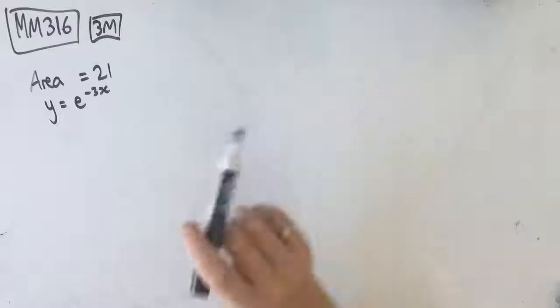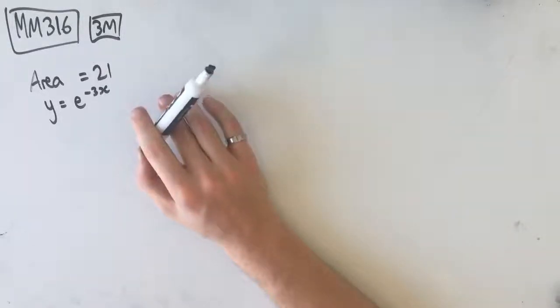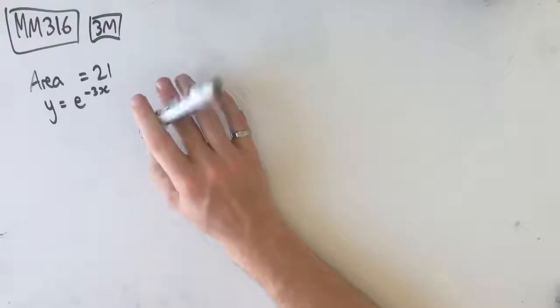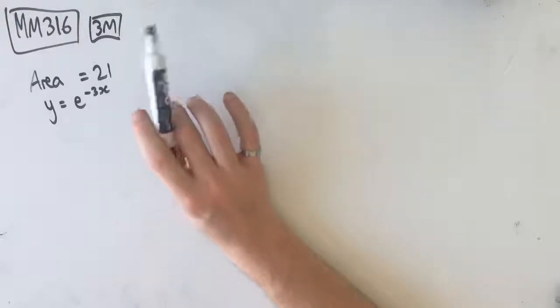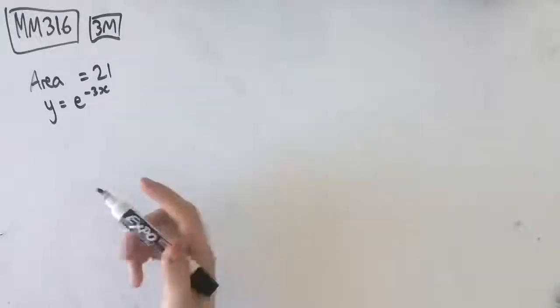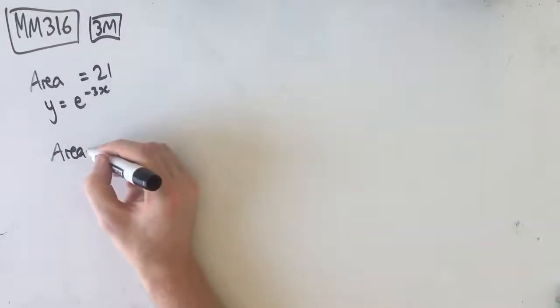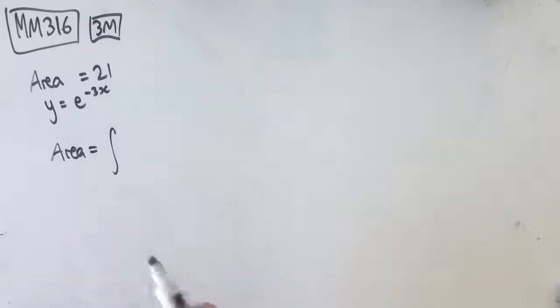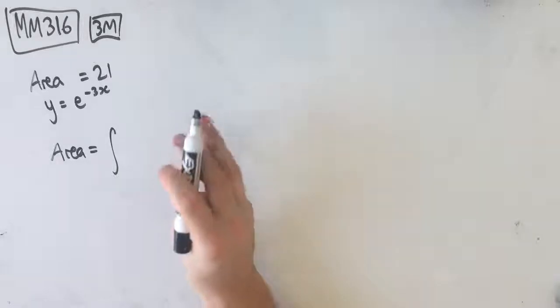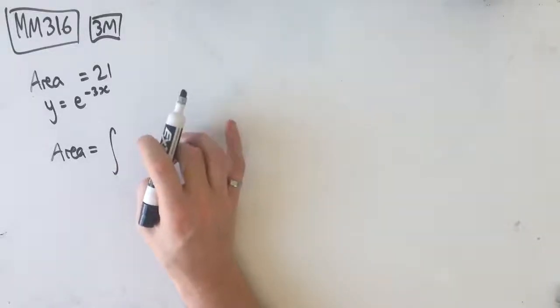So this question says the area of the region bounded by the y-axis, the x-axis, the curve y equals e to the negative 3x, and the line x equals b, where b is a negative real constant, is 21. Find the value of b. Awesome. So this can be a little hard to decode, but let's go through it. We know that the area is 21, and the area we're looking for is between our y-axis and our line x equals b, where b is a negative constant, okay?